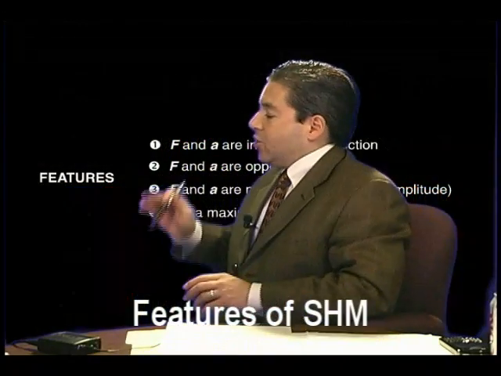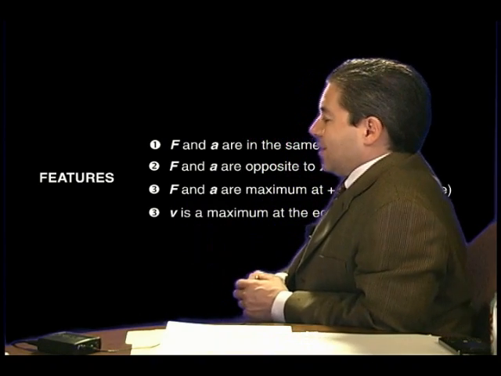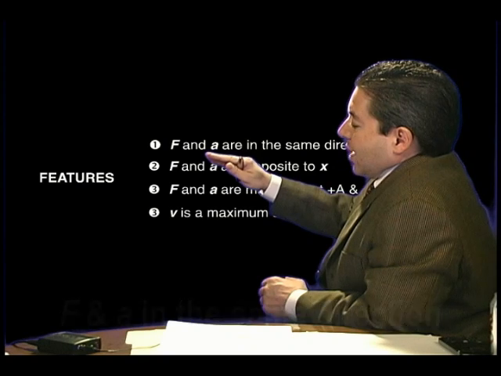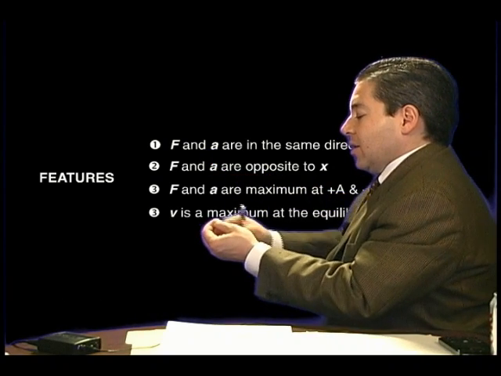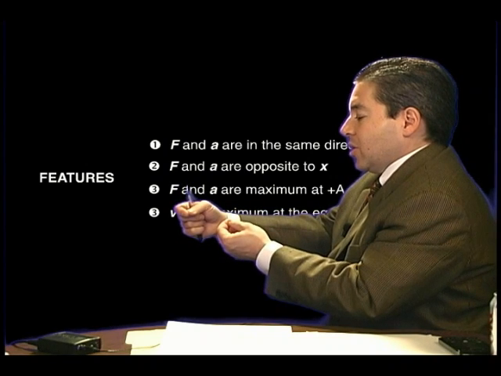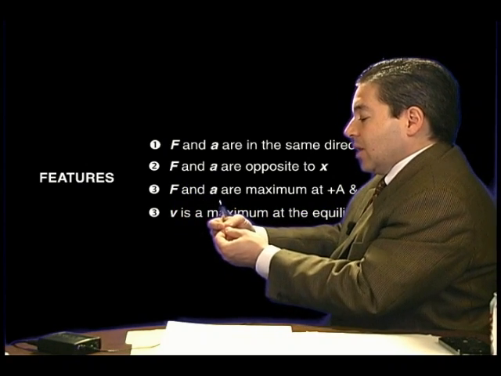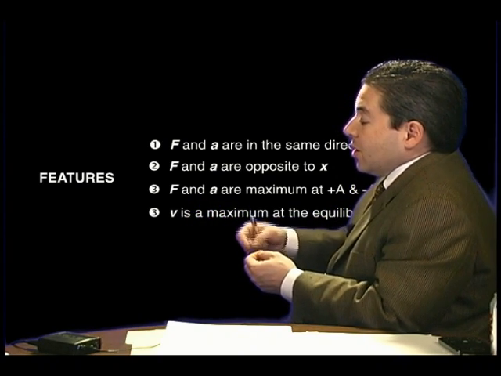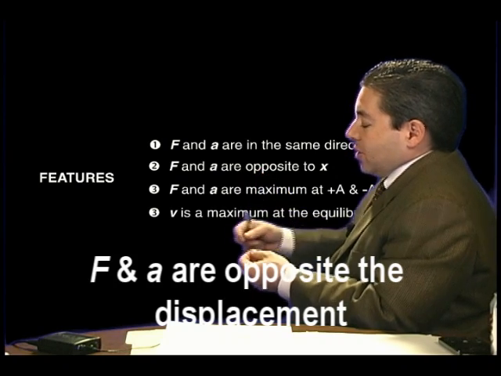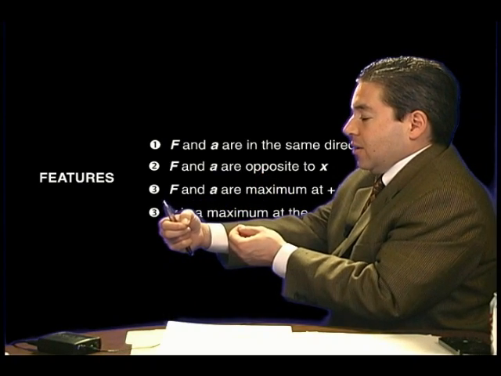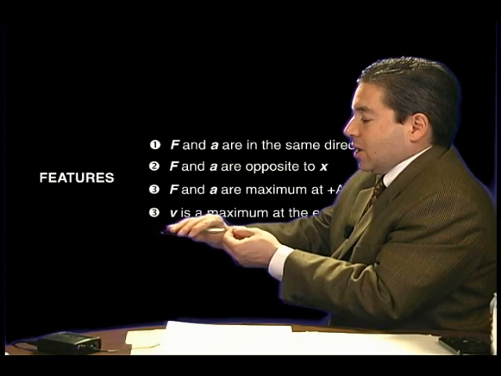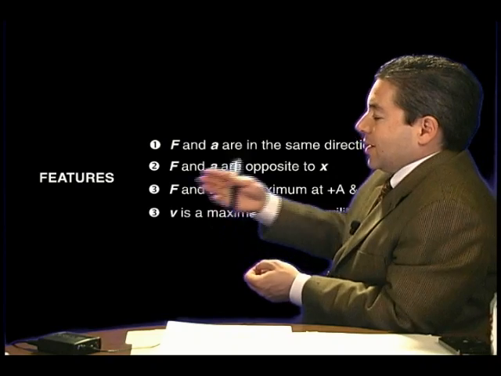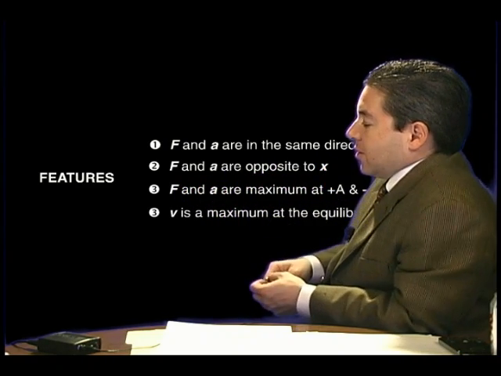So let's look at the features of simple harmonic motion from a physics standpoint. First of all, force and acceleration are in the same direction. If you perturb an object away from the equilibrium position, the force will be back to the equilibrium position, and the acceleration is back to the equilibrium position. Notice that the force and acceleration are opposite to the displacement. If you pull it out here, the force is pulling it back towards the equilibrium position, but you pulled it away from the equilibrium position. So the force and acceleration are opposite to the displacement vector.